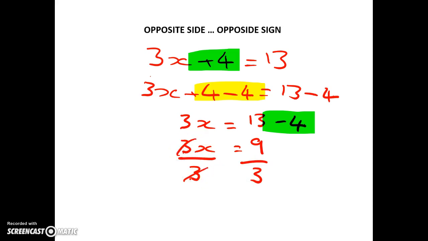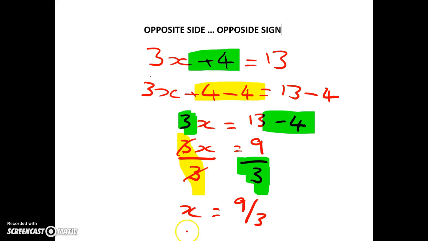Well, we knew that would happen. That's exactly why we did it. We only did it so as to get rid of those 3s. That's what we were doing all that for. What it leaves us with is an x on this side and 9 divided by 3 on this side. Once again, here was a multiply by 3, opposite sign, opposite side, we end up dividing by 3. We've got our final answer. x is equal to 3.